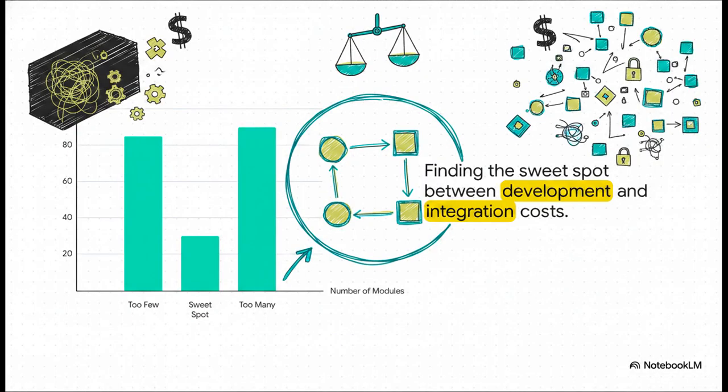You know, what's really fascinating is that there's a balance to be struck here. As you can see, if you have too few modules, you're stuck in that monolithic nightmare, and your costs are high because everything's so complex. But if you go crazy and create hundreds of teeny tiny modules, the costs of just managing and connecting all of them can also go through the roof. The real key is finding that sweet spot in the middle.